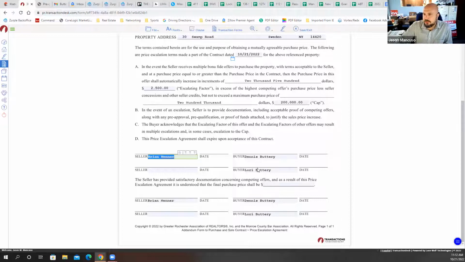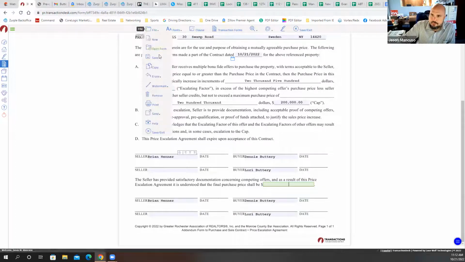From here, buyer's going to sign these two items that I'll show you. And then if the escalation is used, the seller agent would essentially fill in this blank with the final price, whether it got to 200 or if you ended up at 190 or whatever. And then the buyer would sign again. So that's that.